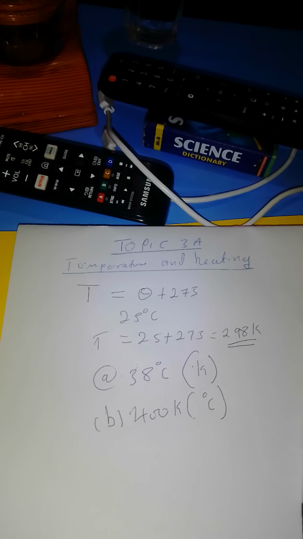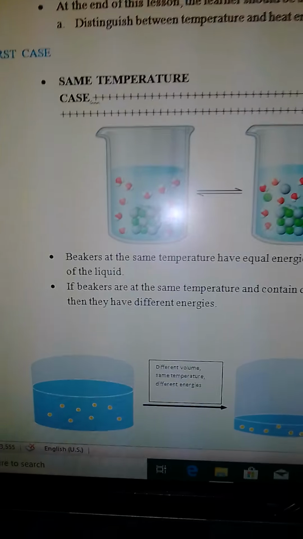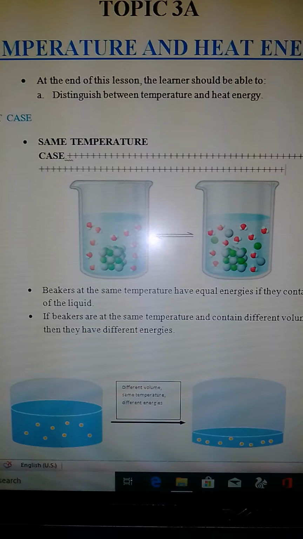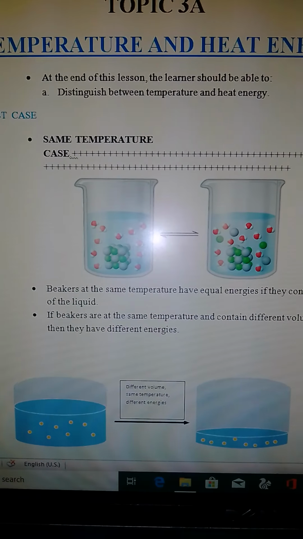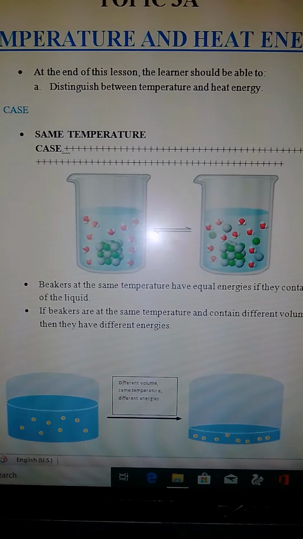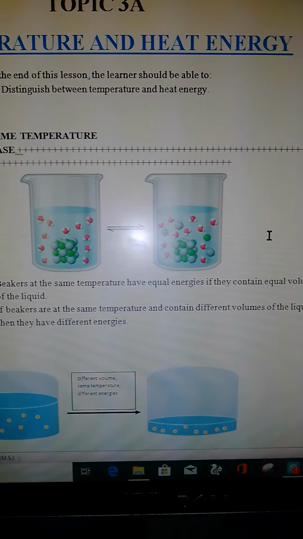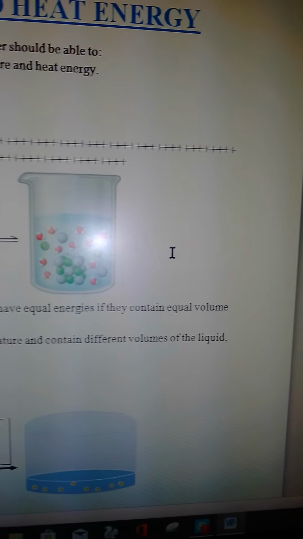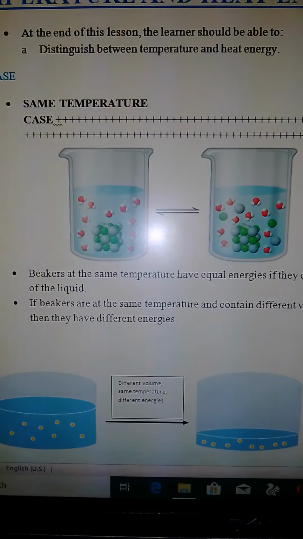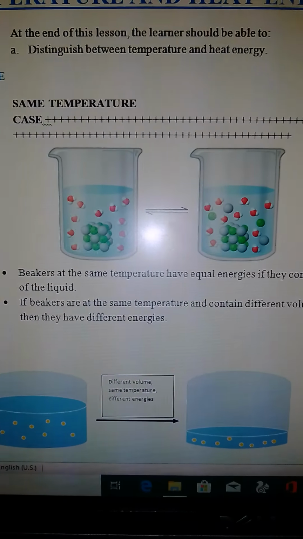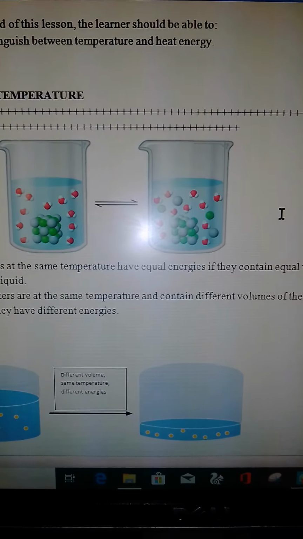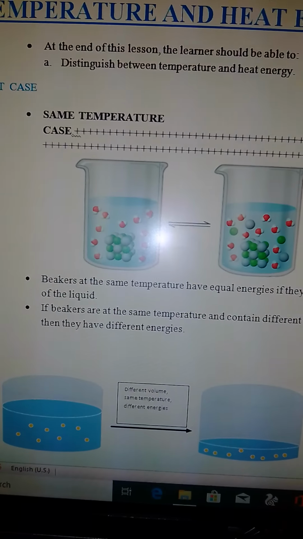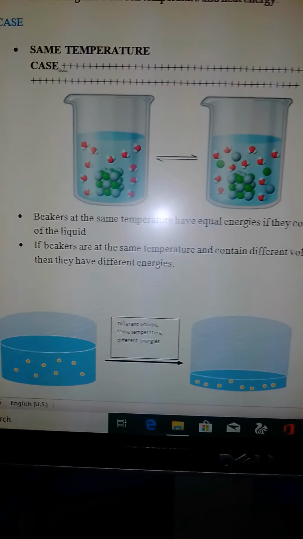Today we'll be looking at a different thing to distinguish between temperature and heat energy. Same temperature case. Beakers at the same temperature have equal energies if they contain equal volumes of the liquid. If beakers are at the same temperature and contain different volumes of the liquid, then they have different energies.